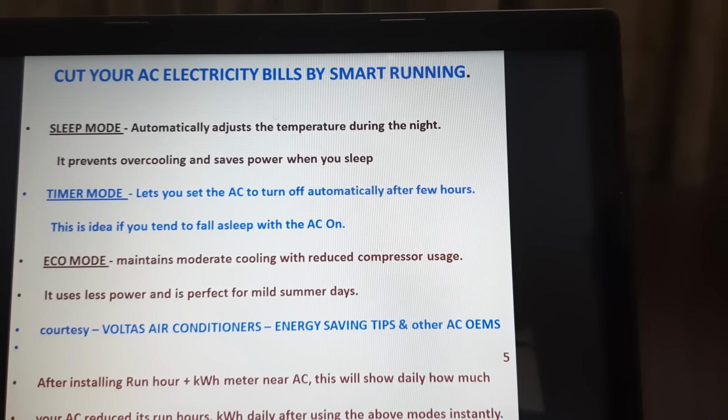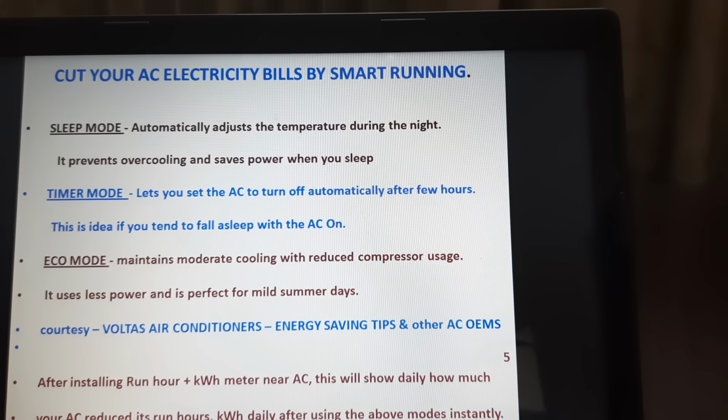Let us cut our AC electricity bills by smart daily running. We have 3 types of mode available, which you can see on your remote also: sleep mode, timer mode and eco mode. In the sleep mode, the AC automatically adjusts the temperature during the night, prevents overcooling and saves power when you are sleeping.